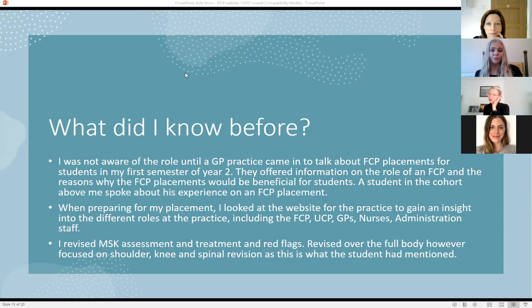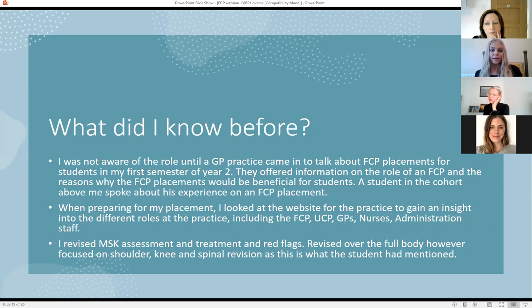In terms of revision for the role itself, for the placement itself, I obviously revised the core MSK areas that you would revise for any sort of MSK area of placement. I revised all of those areas. I revised the treatments for generalised conditions that you might see, and red flags, because that was really highlighted by the student that spoke in the talk with the GP surgery. So I really went over those red flags.